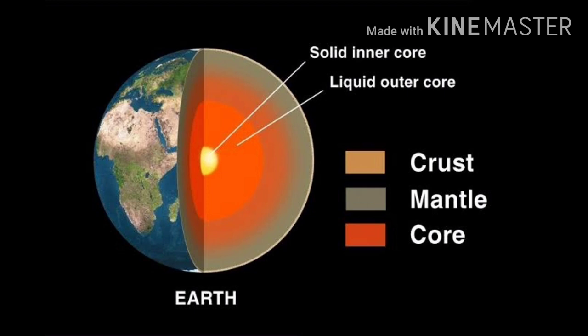You can compare the Earth to a coconut. The shell of the coconut is hard like the crust of the Earth. The innermost part of the coconut is liquid like the core of the Earth.